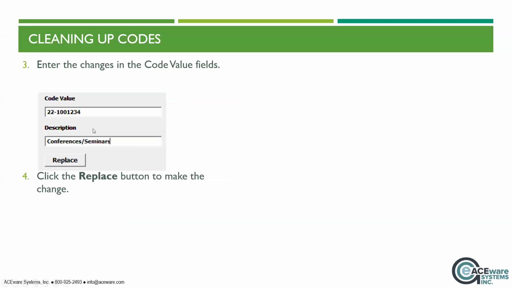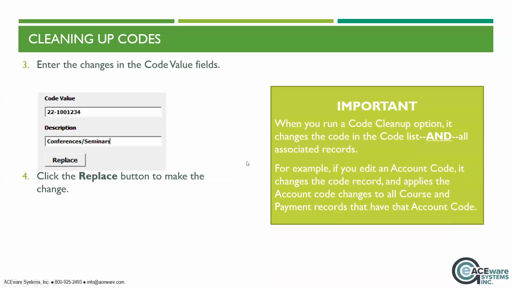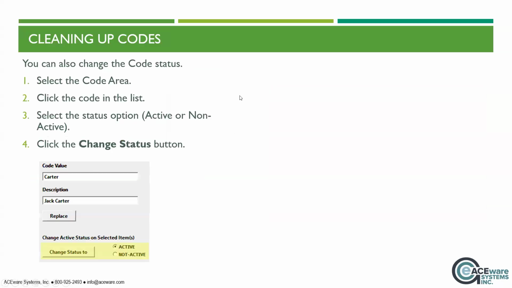And then this one was just changing the name, but they've replaced it, and it will replace the code everywhere that it is. So if it has been used historically on courses, it's going to change it everywhere. Again, the code status changing from active to not active is down here under the replace.